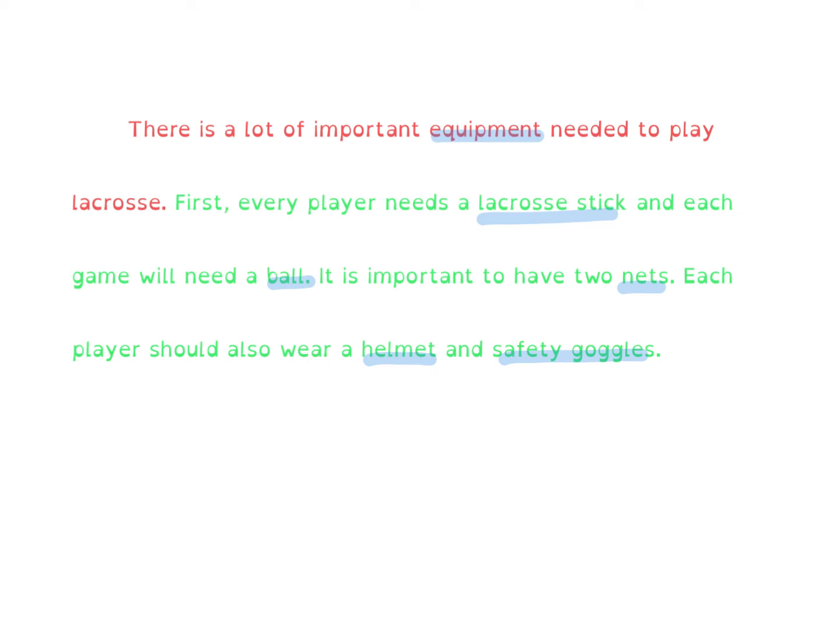Now, I didn't just write, you need equipment, you need a lacrosse stick, you need a ball, you need a net, you need a helmet, you need safety goggles. That would be kind of boring if we're just listing our details. When we write sentences, we want to expand on our details. We want to put in more explanation than just our planning stage. That's very important. When you are writing your draft, what you want to do is double space.